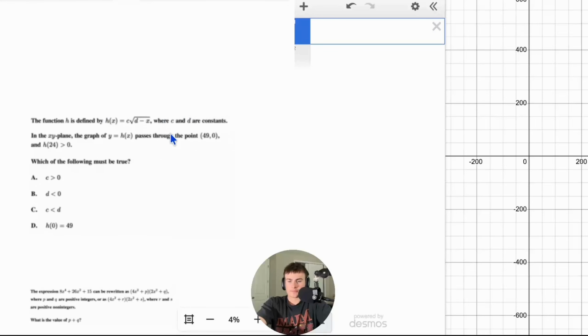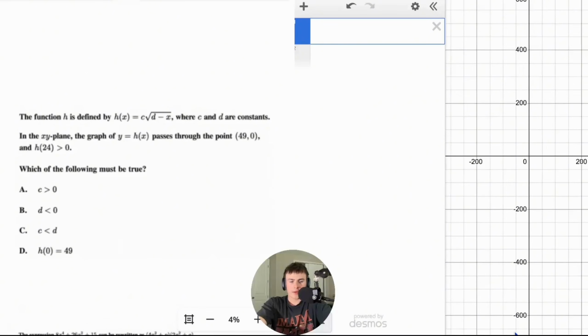Question 1, I should say. This one says the function h is defined by this equation where c and d are constants. In the xy plane, the graph of this passes through this point, and h of 24 is bigger than 0. Which of the following must be true? So we're given 4 conditions here, and we have to figure out which one must be true. We're given 2 points here, and I have an equation, so I'm going to use a table and then custom regression. And I'm going to change the equation to this format they give me, because they gave it to me for a reason, right?